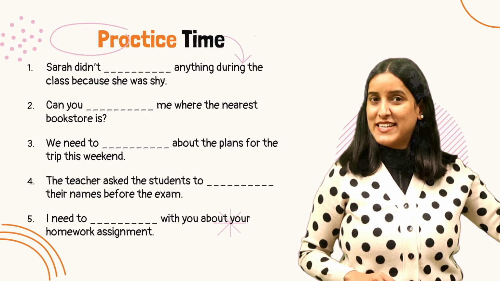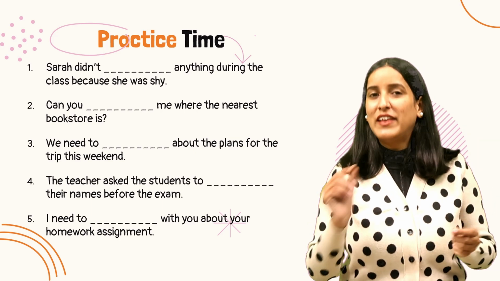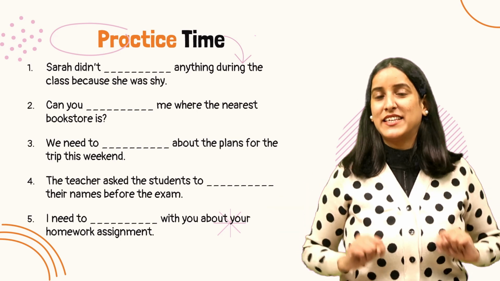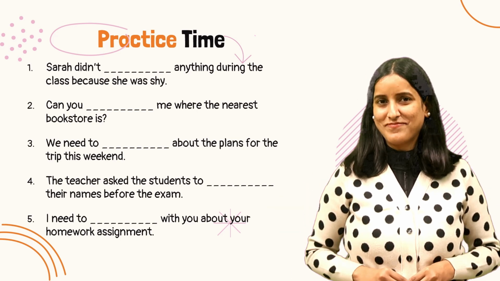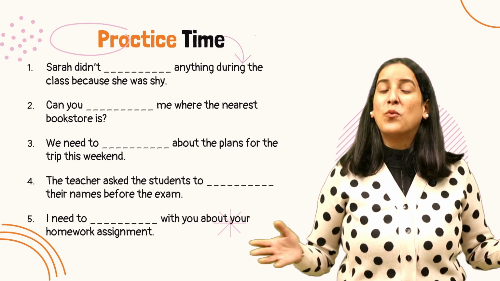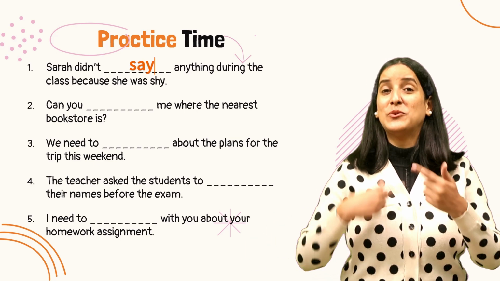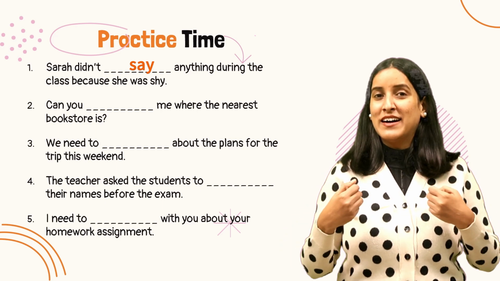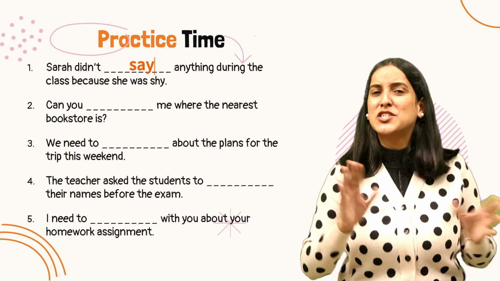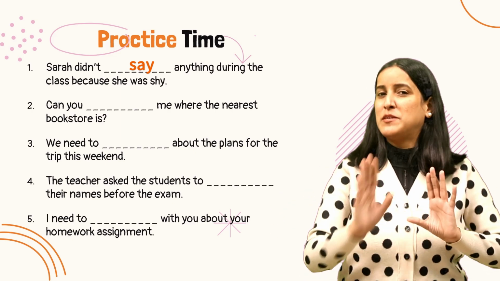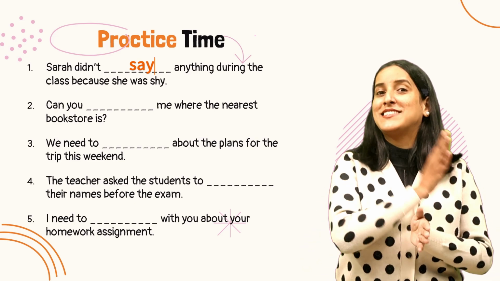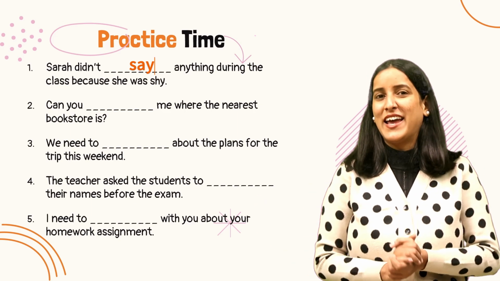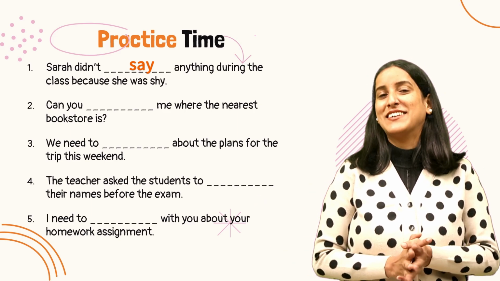So I'm going to give you 5 sentences, and all that you have to do is to fill it with the right word. The first one being this one, Sarah didn't dash anything during the class because she was shy. Well done. I hope you said say. Now we use say when we are referring to expressing something aloud, especially when there is no direct recipient. Yes? So that's where we use say. In this case, Sarah didn't say anything because of being shy. That's why we used this word, say here.